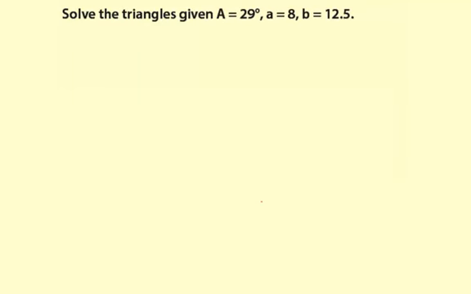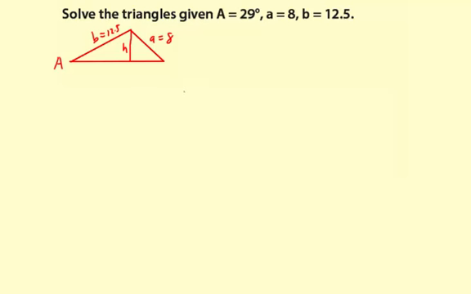Solve the triangles given angle A equals 29 degrees, A equals 8, and B equals 12.5. I'm going to draw a little sketch first. I'm going to label this angle A. So this will be side A equals 8. And this will be side B equals 12.5. And this will be the height right here.